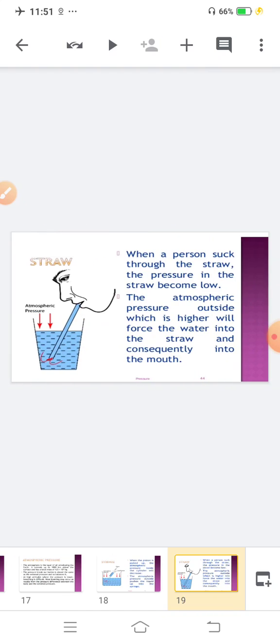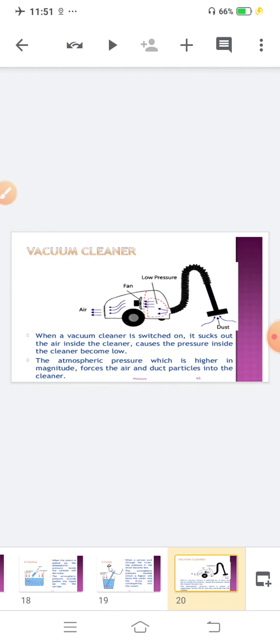When a person sucks through a straw, the pressure in the straw becomes low, because the atmospheric pressure outside, which is higher, forces the water into the straw and into the mouth. Vacuum cleaner. When a vacuum cleaner is switched on, it sucks out the air inside the cleaner, causing the pressure inside to become low. So the atmospheric pressure, which is higher in magnitude, forces the air and dirt particles into the cleaner. So this is an example of how atmospheric pressure works.